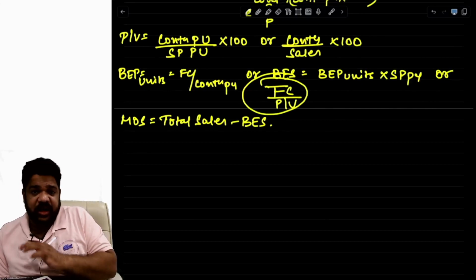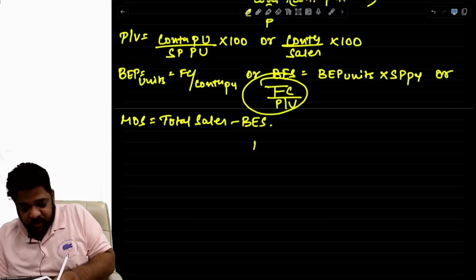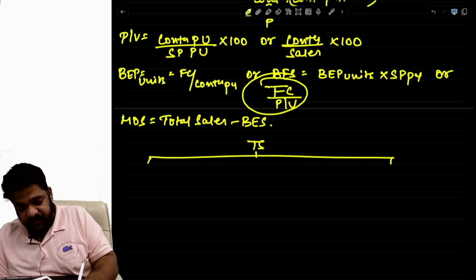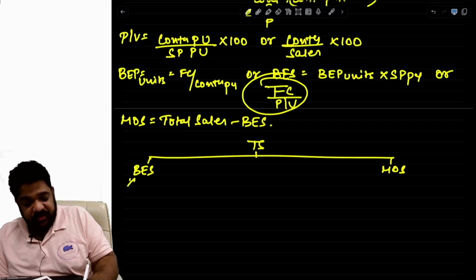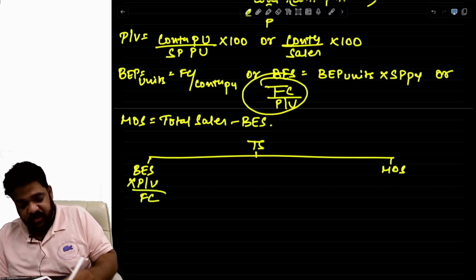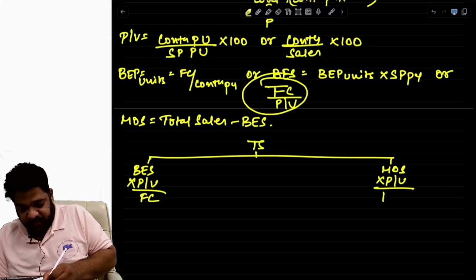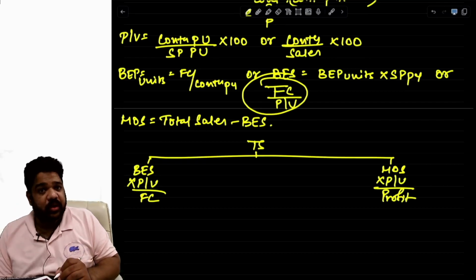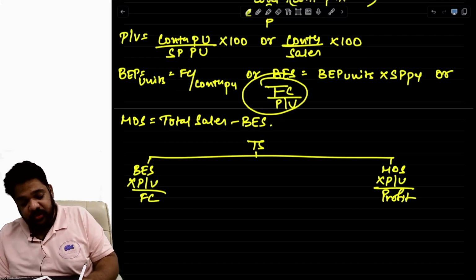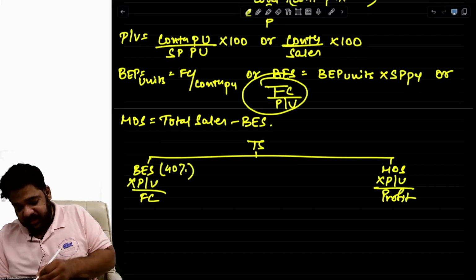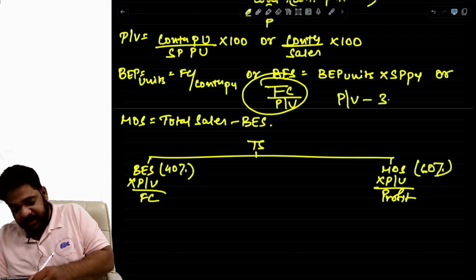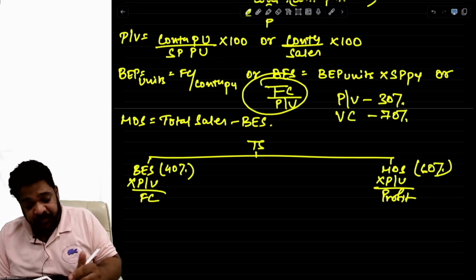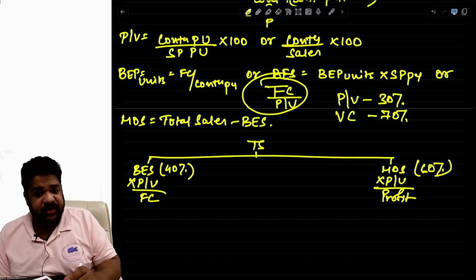Then our classic chart, the homegrown chart: your total sales are divided into two parts, the break-even sales and MOS sales. Break-even sales into PV ratio is fixed cost. MOS sales into PV ratio is profit. ठीक है. Now, if break-even sales are 40%, the balance 60% has to be MOS sales. If PV ratio is 30%, the balance is variable cost at 70%. Keep that in mind. Total sales split into break-even sales and MOS sales.